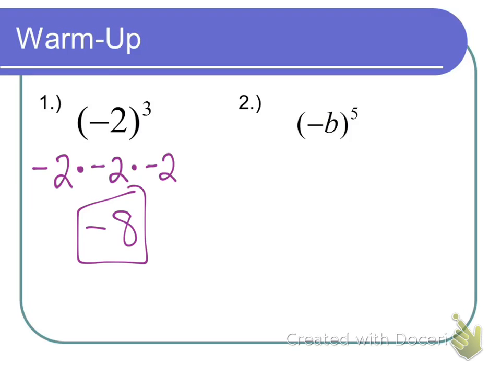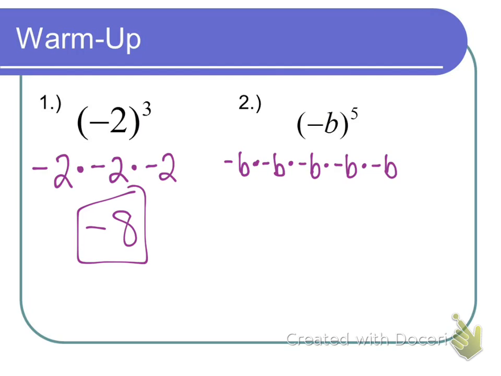The second warm-up is a little bit trickier. It's the same idea, though. We've got something in parentheses raised to an exponent. So we've got -b to the fifth power. So we have -b times -b. How many times? 5 times. 1, 2, 3, 4, 5. 5 negative b's multiplied together.